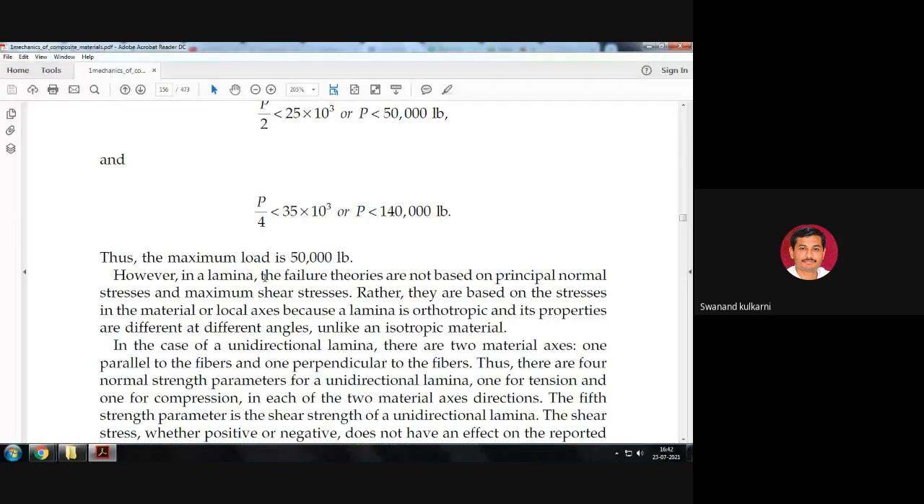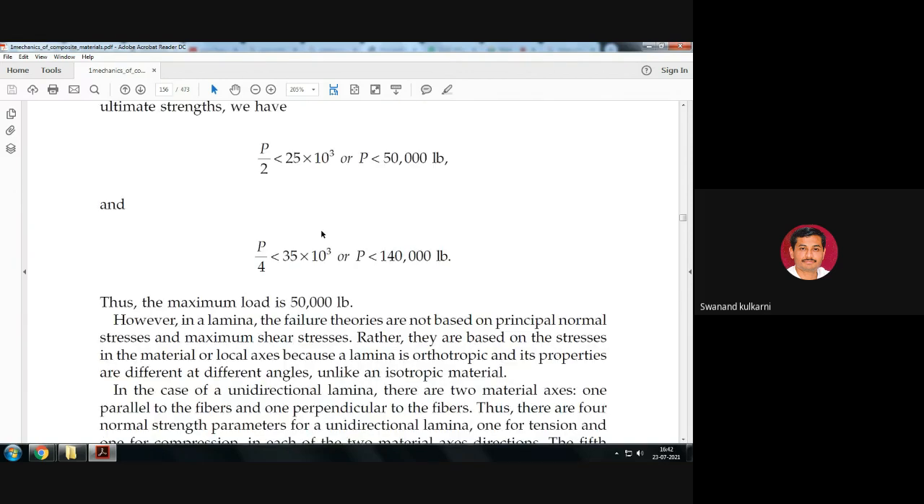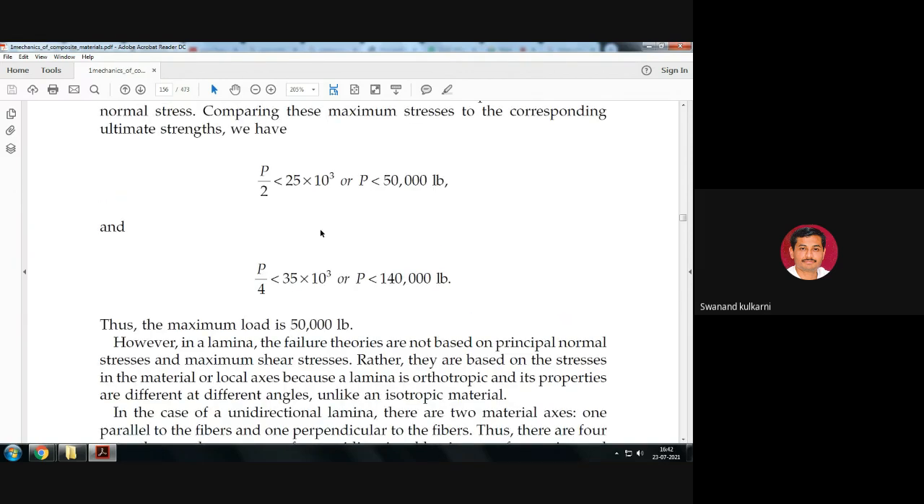With the comparison of these two things, we get that the maximum load in the first case, when normal stress is taken as the reference, is 50,000. But when the shear stress concept is taken, it is 140,000. Comparing these two, we get that the value 50,000 should not be crossed, because it is the safe limit.